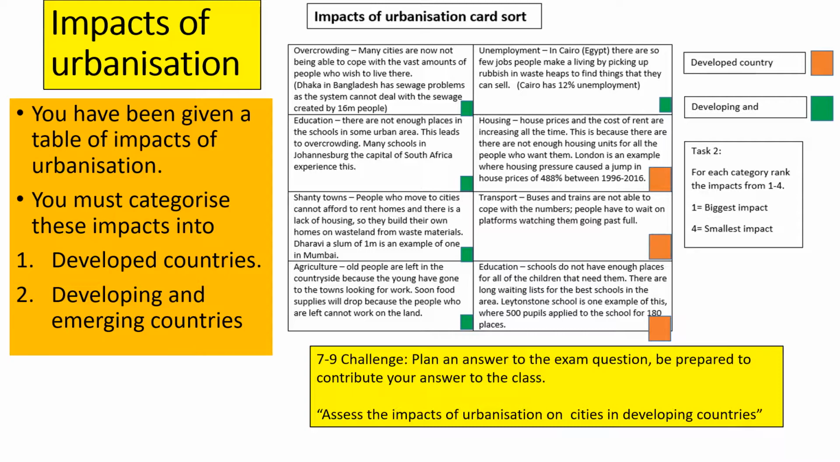Secondly, we've got our developed country examples. We've got our housing costs going up. For instance, in London between 1996 and 2016, there's an average jump of about 488% in some areas. So it's a huge amount of pressure being put on young people, especially to try and buy houses. So that's one of the problems.